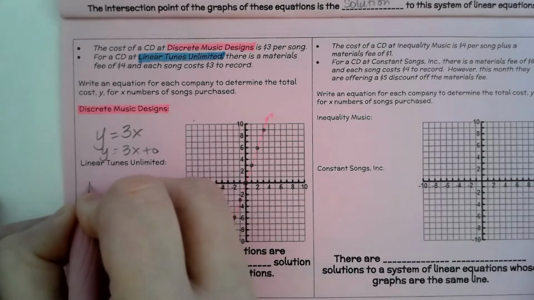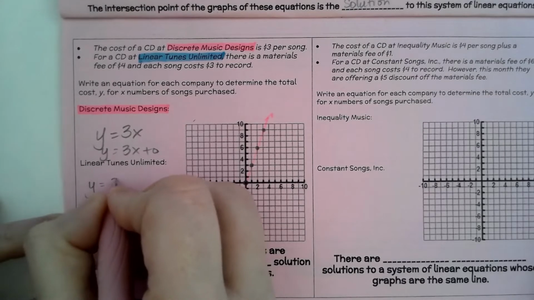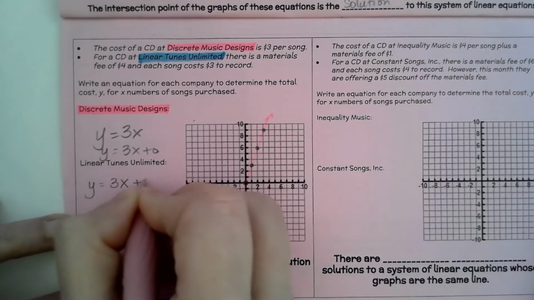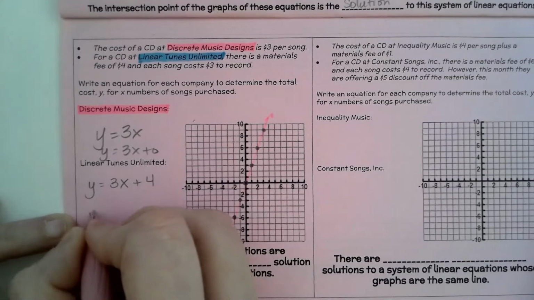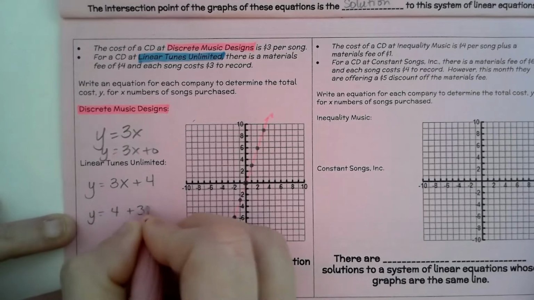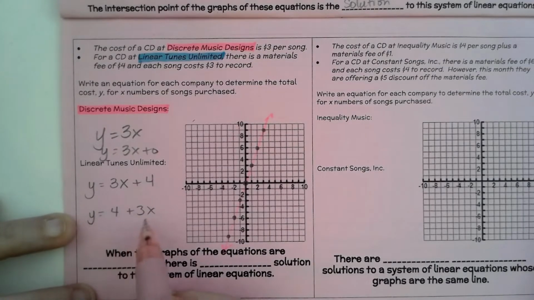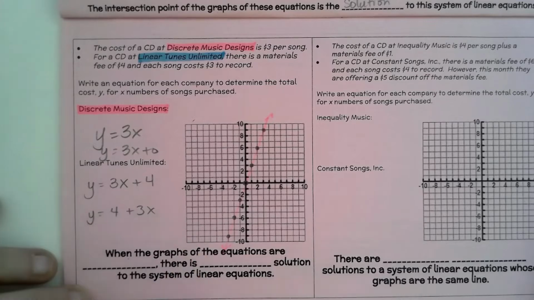Okay, my equation was y equals 3x plus 4. Again, if you put y equals 4 plus 3x, that's fine. Just remember the slope is in front of the x. The slope is the coefficient of x. It's not the first number you see in the equation. So the slope's not 4, it's 3. All right, I want you to go ahead and graph that.